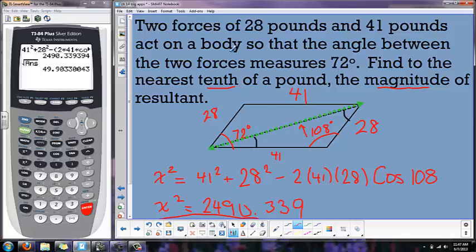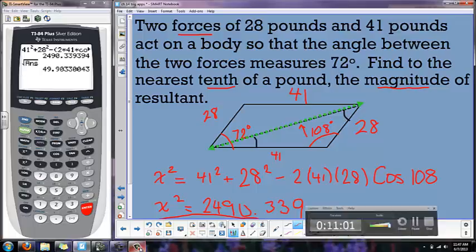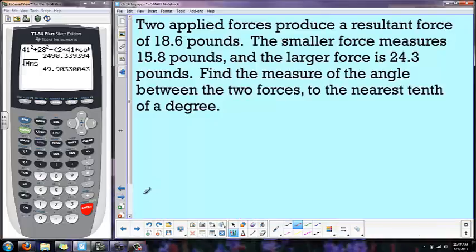The whole concept about forces is you're dealing with a parallelogram, but within a parallelogram you have triangles. So you're still using all the equations that we've talked about before, and it's still the exact same thing. Let's try to do one more question.